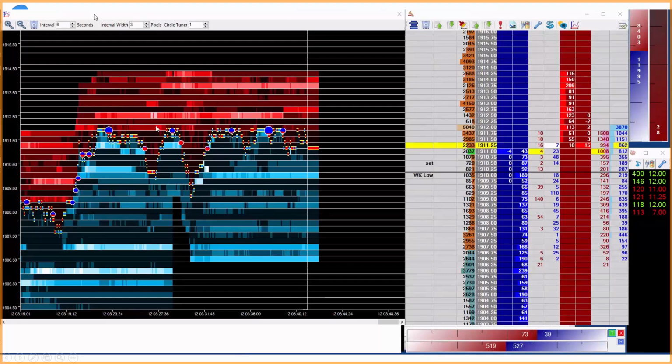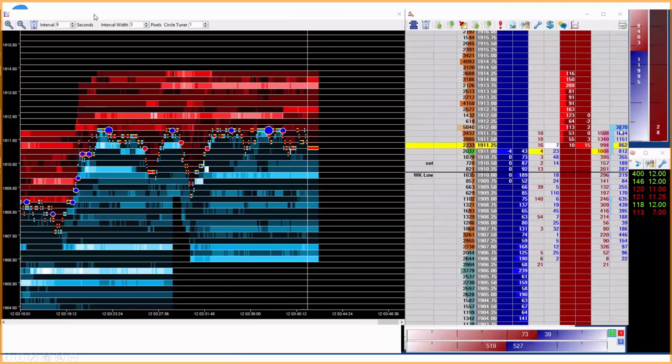So as buyers buy, more contracts are added to the offers and the buyers get trapped. And what happens in the end, we end up trading 3,870 contracts into that price, 1912. So if there's no depth, but a large trade circle, that's an iceberg.